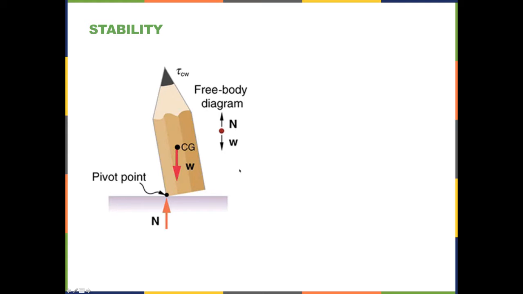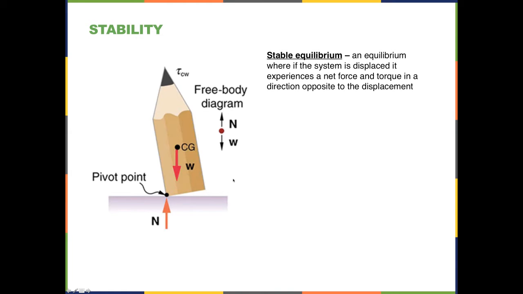Here's another situation, and we're going to turn now to the concept of stability. A system can either be stable, unstable, or neutral. And the definition of a stable system is an equilibrium where, if the system is displaced, it experiences a net force and torque in the direction opposite the displacement.